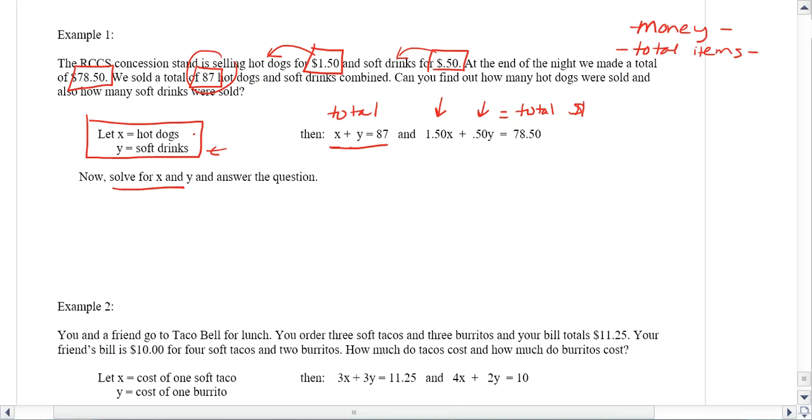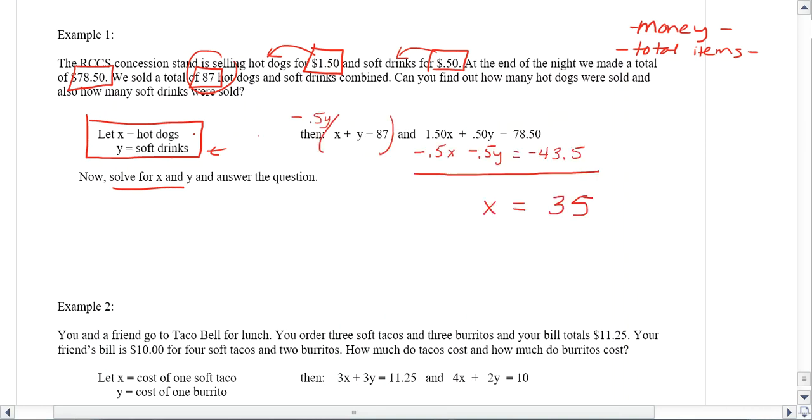Using whichever method you prefer, substitution or elimination. I chose elimination, and to do this, I multiplied the first equation by 0.5. And then I wrote it below here. And then when I added straight down, I got x equals 35, so I can answer one of the questions already. We sold 35 hot dogs.